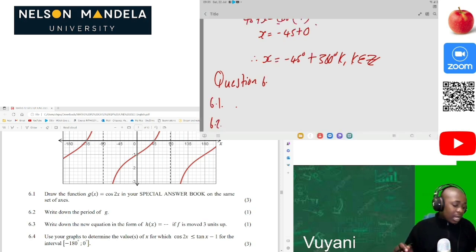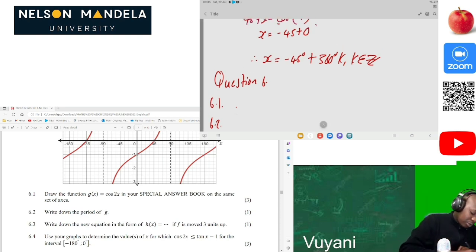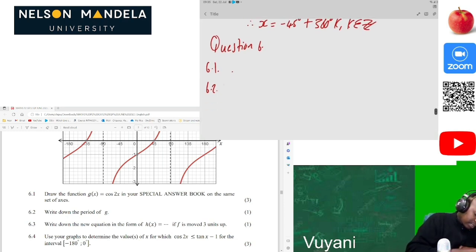Now on 6.2, they're asking what is the period of the function? So the period is how long will this function run? We can actually see that it's starting from negative 180, it's ending at 180. So the period will be 180 degrees.